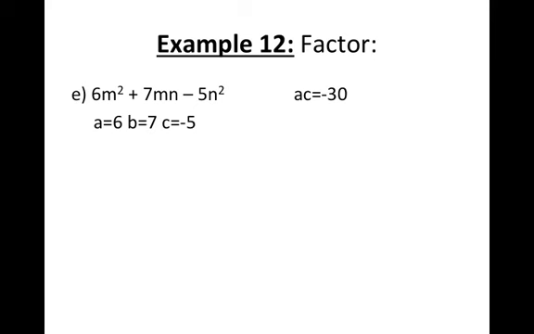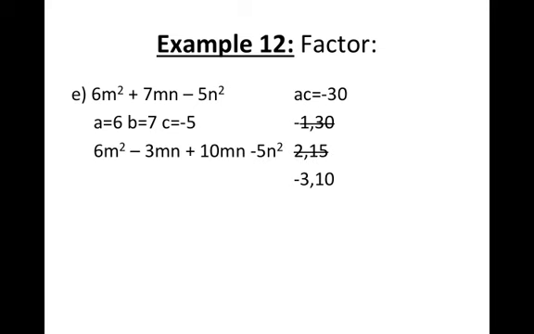So let's start going through our factor pairs. Negative 1, 30 adds to 29, doesn't work. Negative 2, 15 adds to 13, that doesn't work. Negative 3, 10 adds to 7, that's perfect. So you're just going to keep the 2 variables, and you're going to rewrite 7mn as minus 3mn plus 10mn.